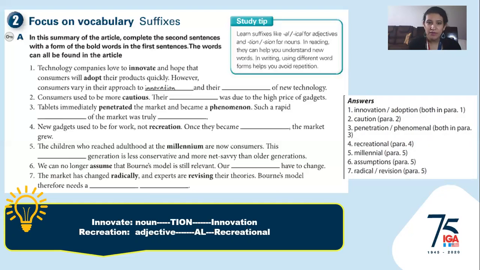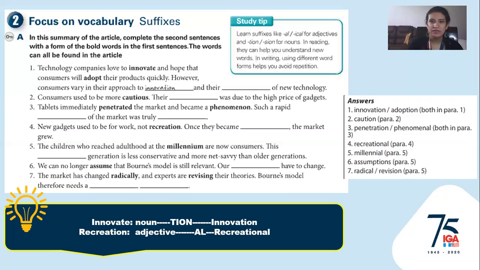Then on number 5, we have millennium. We're going to change it to millennial. Number 6, assume. We're going to change it for assumption. Number 7, radically, radical, and revising, revision. See, it's something very easy.